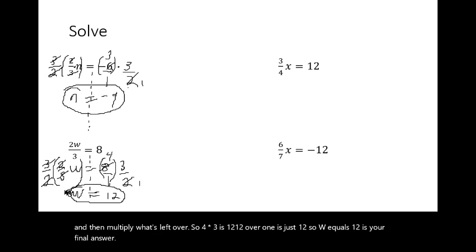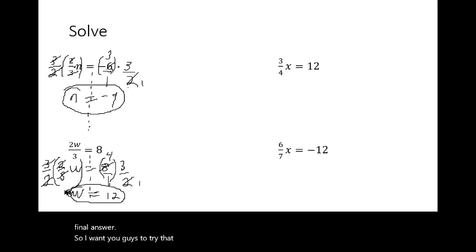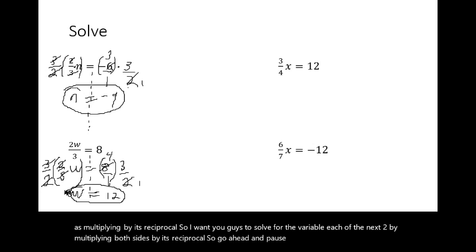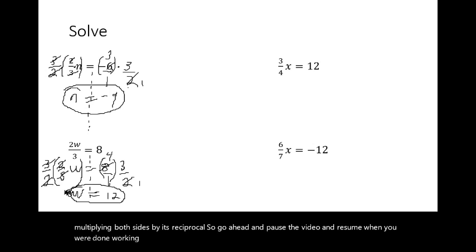So I want you guys to try that for these next two. Remember, dividing by a fraction is the same as multiplying by its reciprocal. So I want you guys to solve for the variable in each of the next two by multiplying both sides by its reciprocal. So go ahead and pause the video and resume when you are done working to check your answer.